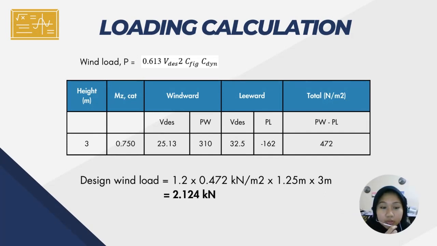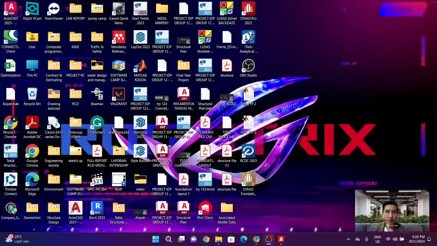Next, we move to the loading calculation for wind load. For wind, we use the formula P equals 0.613 Vd² Cf, which will consider the windward and leeward. So the loading that we get for wind is 2.124 kN.